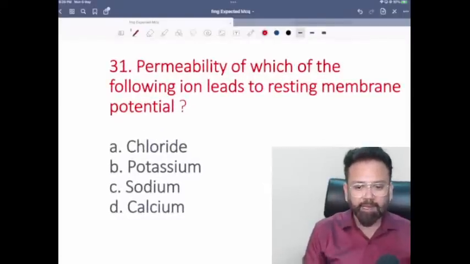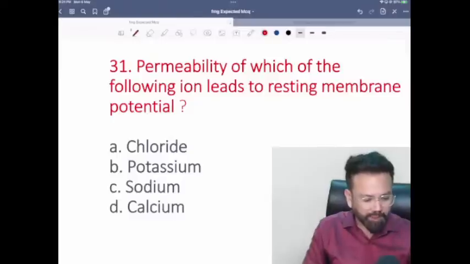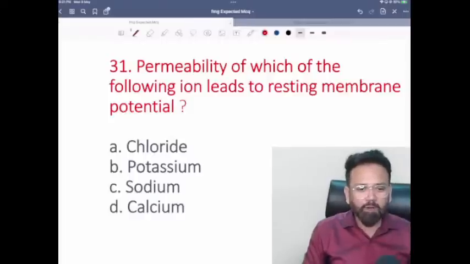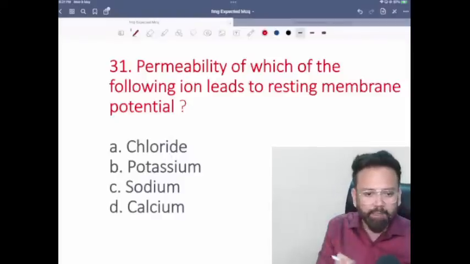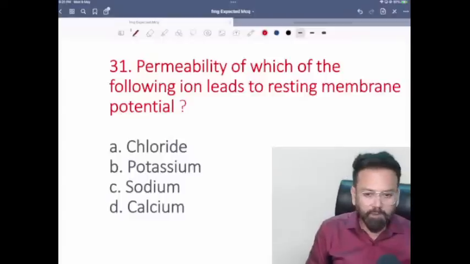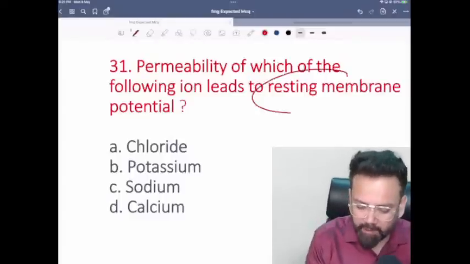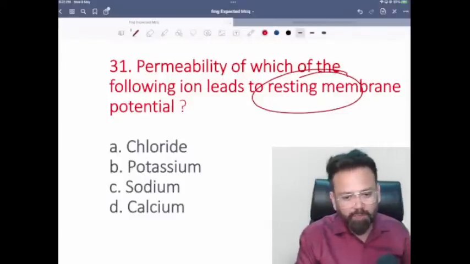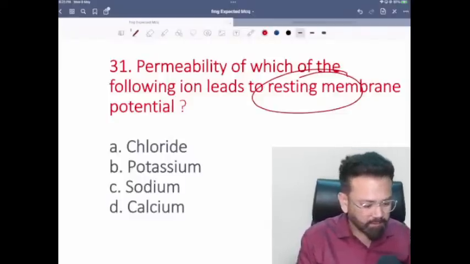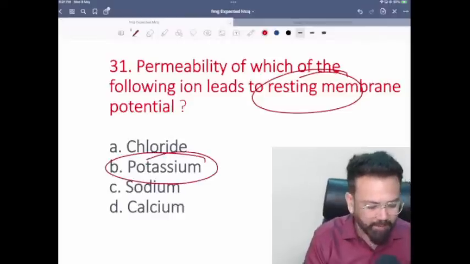Permeability of which ion causes resting membrane potential? We have discussed this point. Whenever they ask you about RMP, which ion should come to your mind? कभी भी ये RMP की बात करेंगे, which ion is the most important for generation of resting membrane potential? Yes, potassium always. Good.